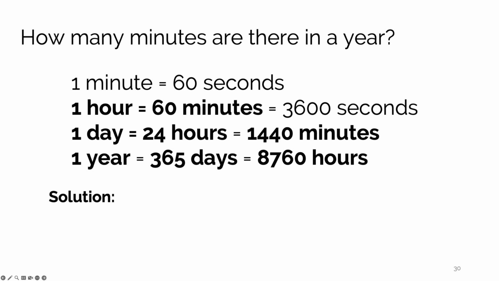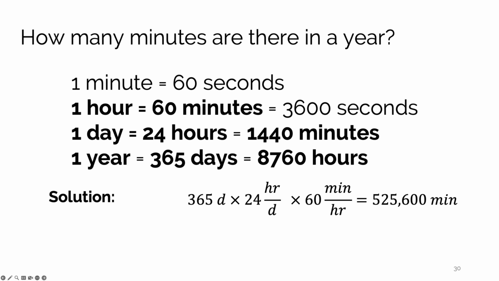So one option would be to go, okay, 365 days times 24 hours a day times 60 minutes per hour gets me to 525,600 minutes. My units cancel out, I'm good to go.